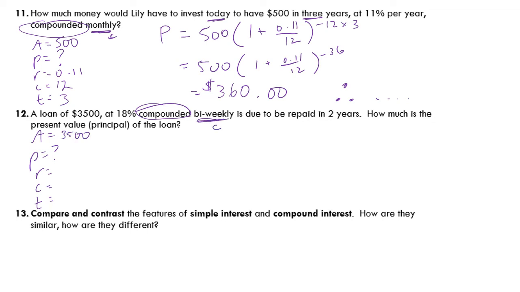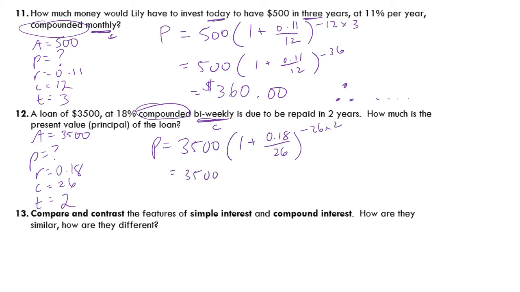Our C value, bi-weekly, is 26. My interest rate is 18. Don't forget, make that a decimal, divide by 100, 0.18, and then time 2 years. So P equals 3,500, 1 plus 0.18 divided by 26, and then negative C times T, 26 times 2, 3,500, 1 plus 0.18. Do your exponent first, negative 52.